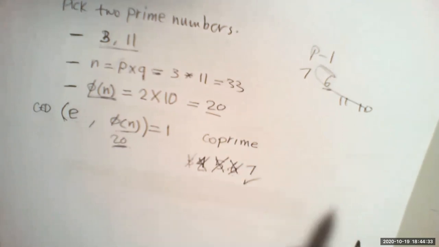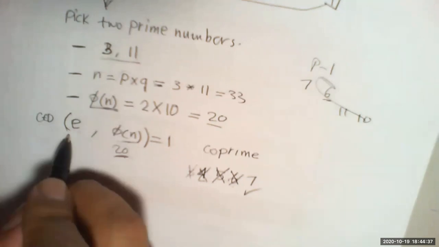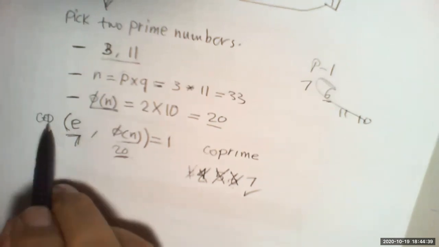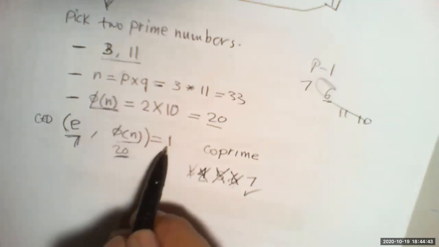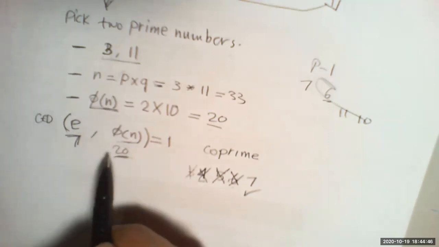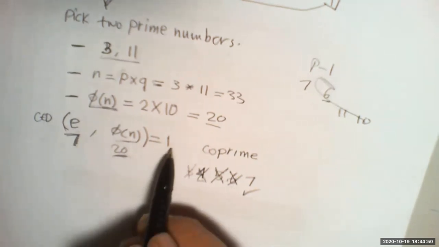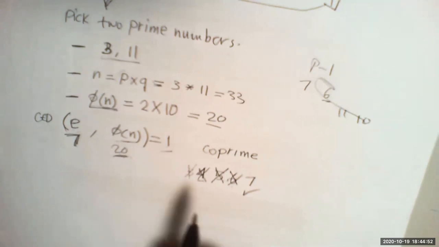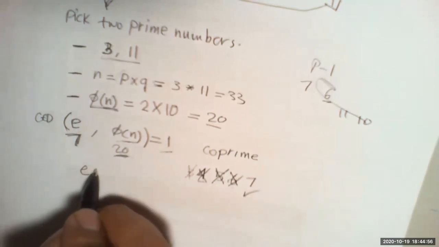Yes, 7 is okay. So we pick E as 7. The greatest common divisor of 7 and 20 is 1. They don't have a common divisor, so the common divisor is 1. So 7 is okay. Now I have E equals 7.